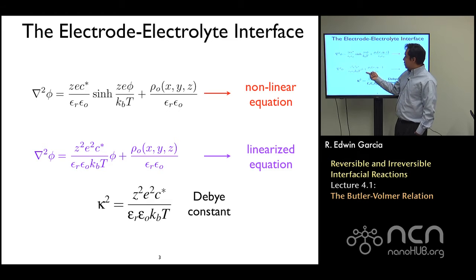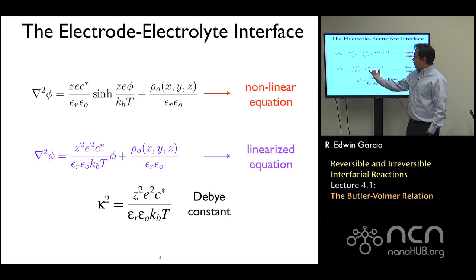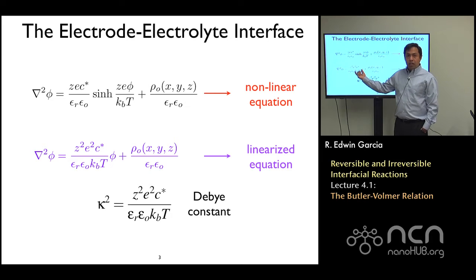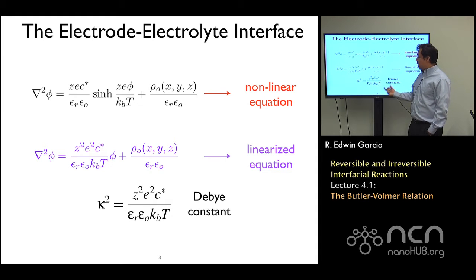You can see this equation can be solved very easily. In the absence of charges in the system, this will give you an exponential response, which is effectively what you saw in the previous slide, where kappa corresponds to the Debye constant. So the inverse of this number gives you a measure of the length of that layer where the charge is accumulating or being depleted.